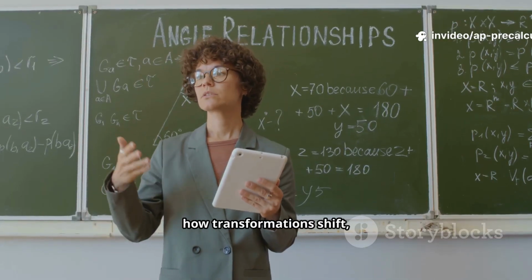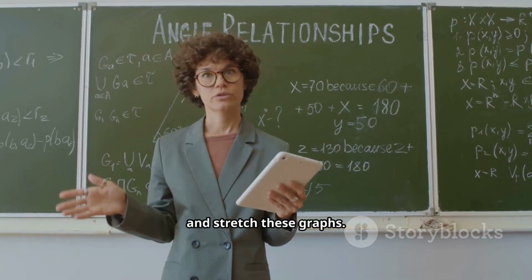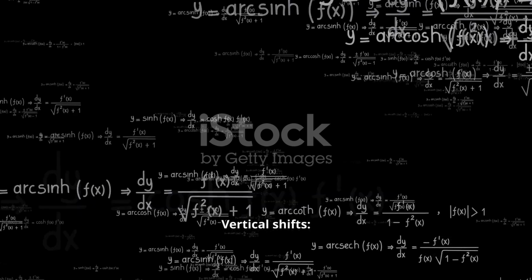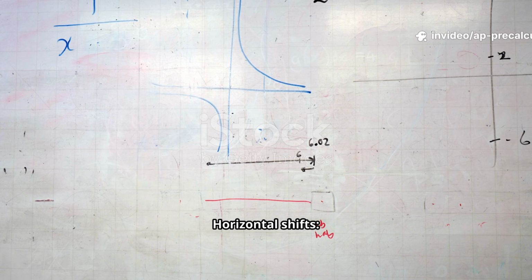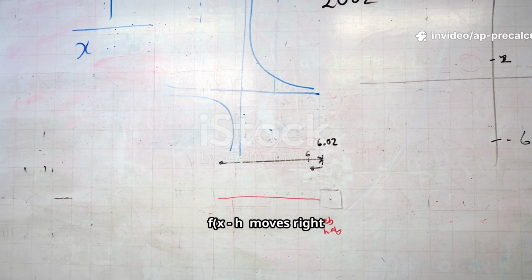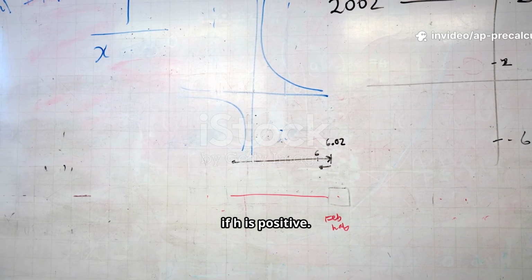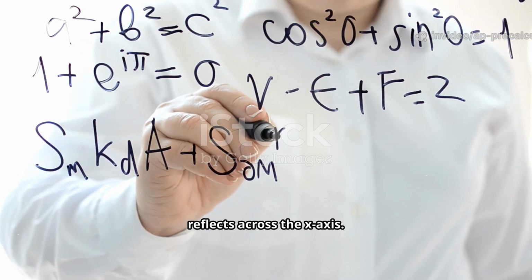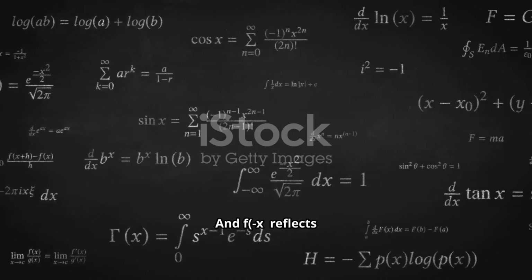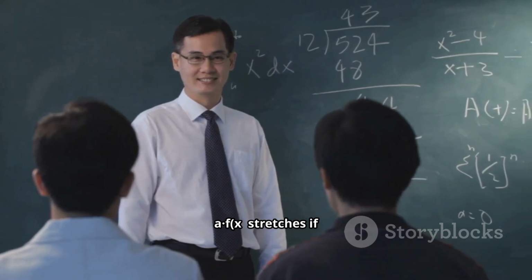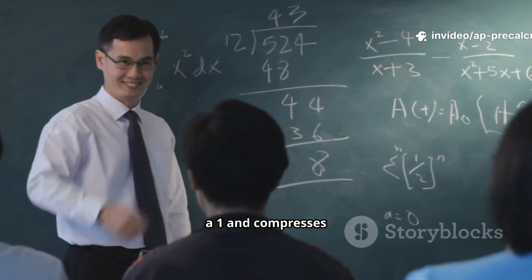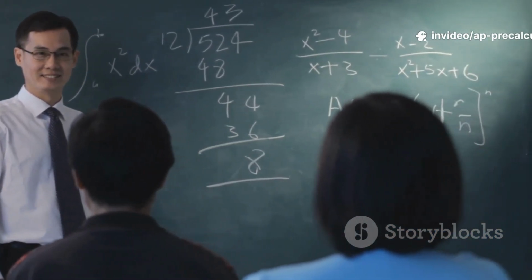Next, how transformations shift, reflect, and stretch these graphs. Vertical shifts: f(x) + k moves the graph up or down. Horizontal shifts: f(x - h) moves right if h is positive. Reflections: -f(x) reflects across the x-axis, and f(-x) reflects across the y-axis. Vertical scaling: a·f(x) stretches if a > 1 and compresses if 0 < a < 1.